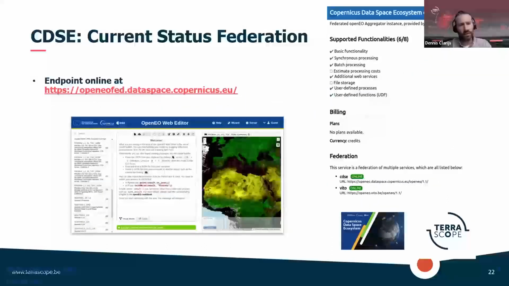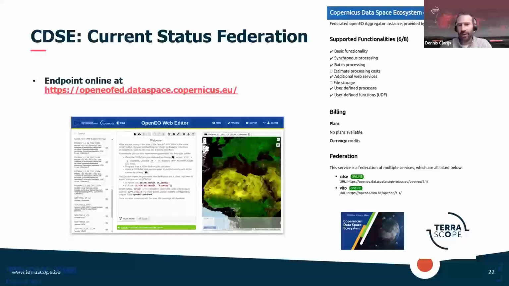So we have an endpoint in the data space combining the data sets of Copernicus Data Space Ecosystem and Terrascope. And in the openEO web editor component, it looks like this in the screenshot on the left side, where you can see ProbaV data sets, but also all the Sentinel data sets that are available. So you can really start building upon these data sets, while in the backend processing will happen on different backends in Europe.